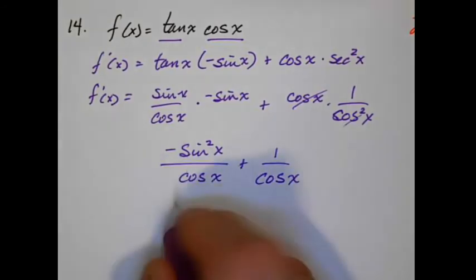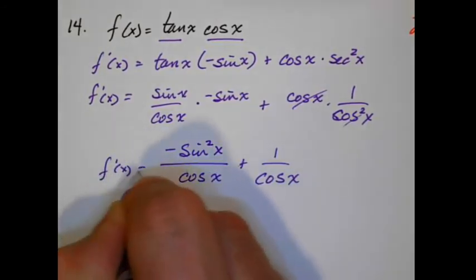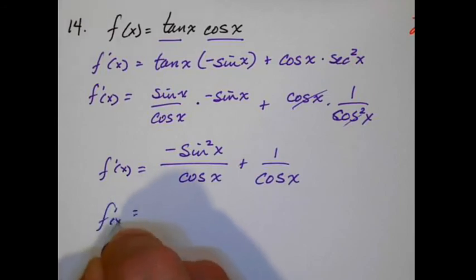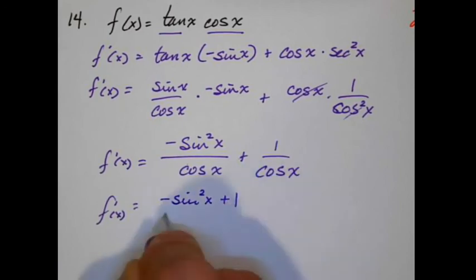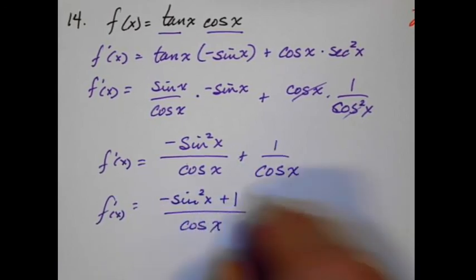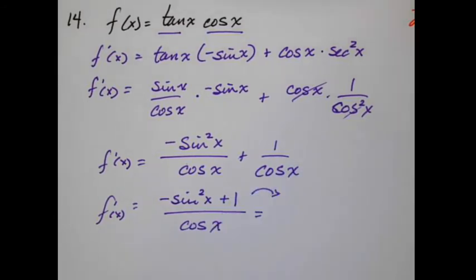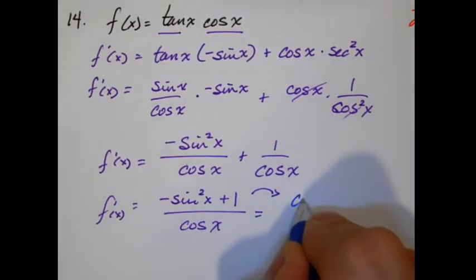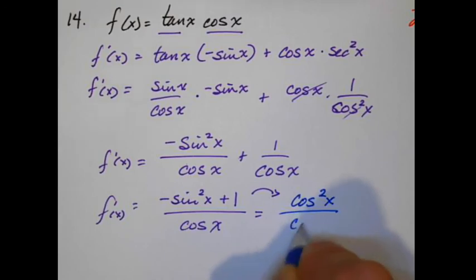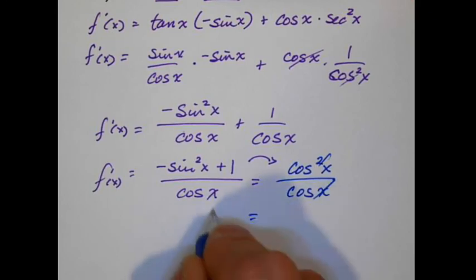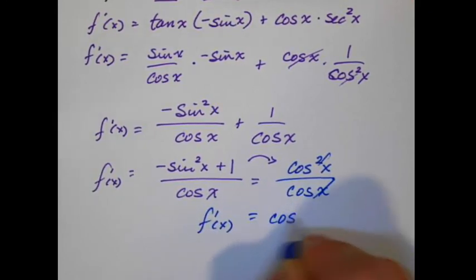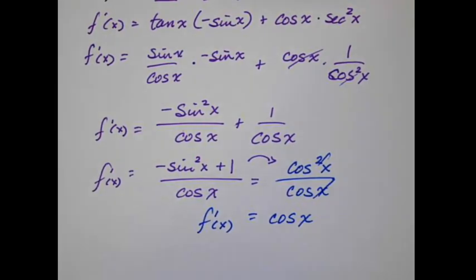And if you look, I have on the top f prime of x is still equal to negative sine squared x plus 1 over cosine of x. This is the Pythagorean identity. That Pythagorean identity is cosine squared x over cosine of x. I am going to cancel one of the cosines, and I'm going to be left with, yep, you guessed it, cosine of x. So that will lead you back to the first problem.